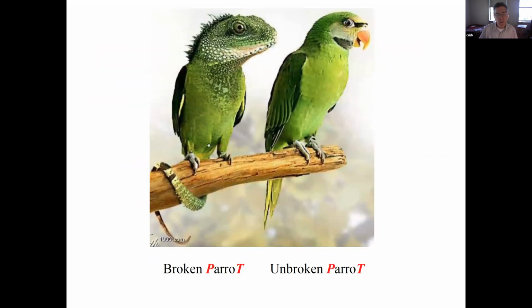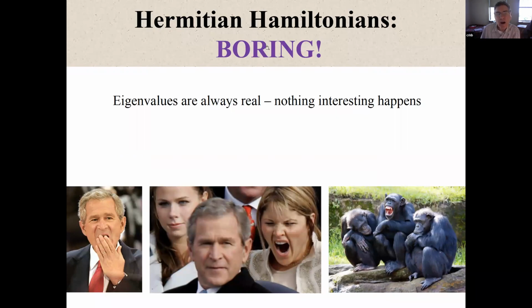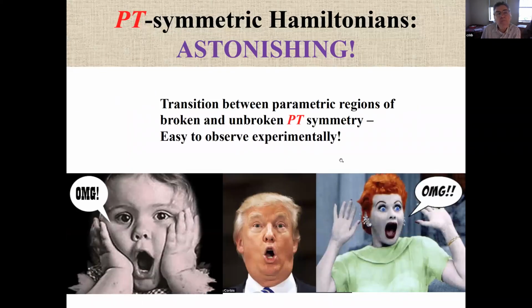So this is what you should remember. Here's an example of broken PT, and here's an example of unbroken PT. Hermitian Hamiltonians, in my opinion, are boring because the eigenvalues are always real and nothing interesting happens. But PT-symmetric Hamiltonians are quite astonishing because there is this transition between parametric regions of broken and unbroken PT symmetry. And this is very easy to observe experimentally.